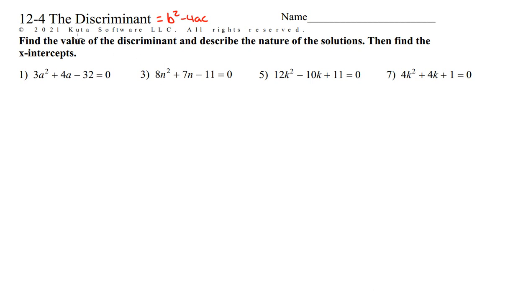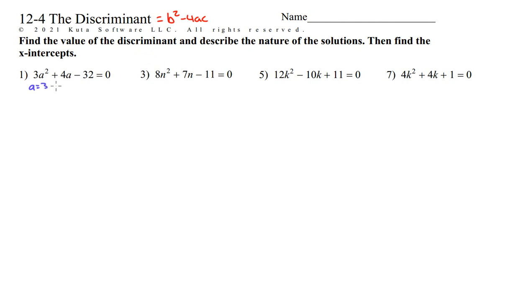I'm going to take you through some of the problems on the 12.4 worksheet about the discriminant. On this we're going to find the value of the discriminant and then describe the nature of solutions, then find the X intercepts. On these you have to make sure that they equal 0, which all of these actually do. If it didn't equal 0, you'd have to move whatever is on one side over to make sure you get one side equal to 0. So we don't have to worry about that.